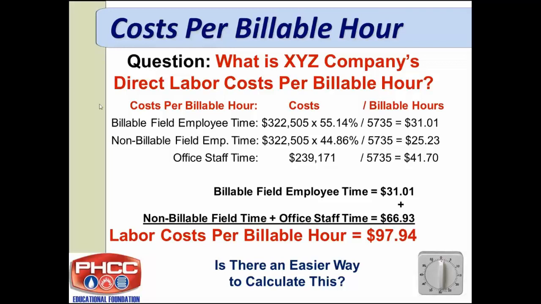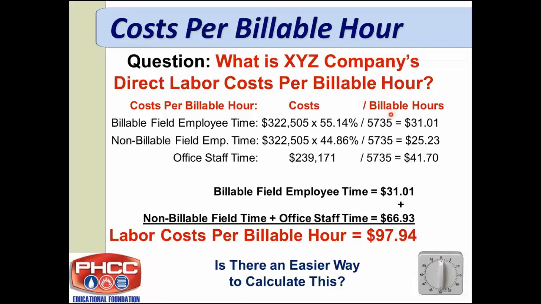And of course, that's not all the time. There's also the non-billable time when they're driving from job to job or doing those other things that are non-productive, which represents the other 44% of their day. Do the same calculation there. That's another $25 that we need to get every hour to recover those costs. And don't forget about the office staff. The office staff are costing $239,000 a year. Divide that by the number of billable hours, and that's another $41.70 that we need to recover per billable hour to pay those costs.